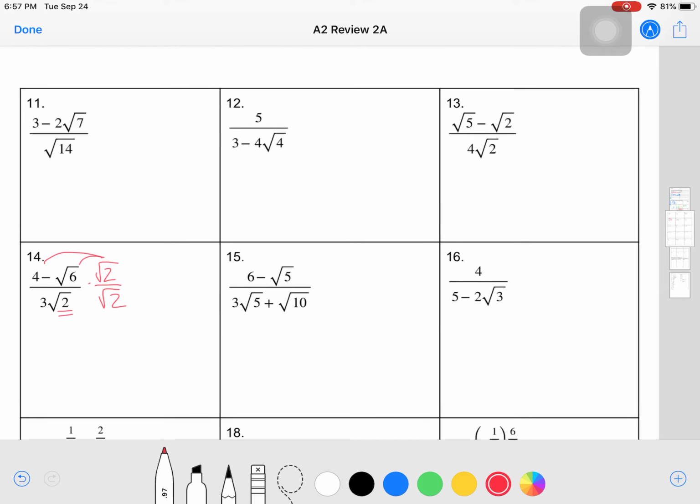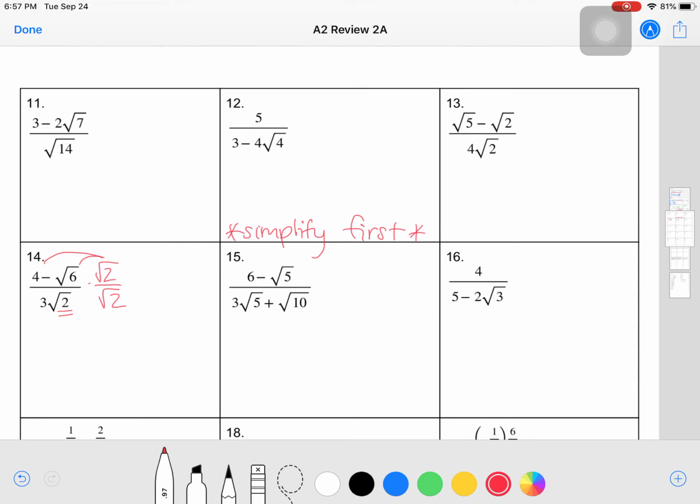On 12, I'll give you a hint. I would simplify it first, because this one is pretty straightforward if you do simplify first, but it can be kind of tricky if you don't. On 15 and 16, and technically number 12, you have binomials in your denominator, meaning you have two terms that are either added or subtracted together. On these ones are where we have to multiply by our conjugate.